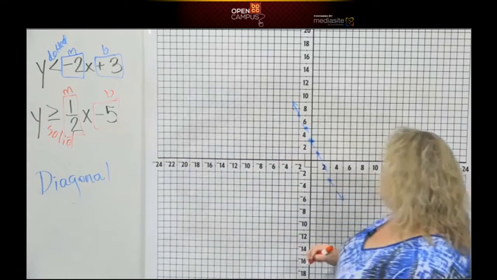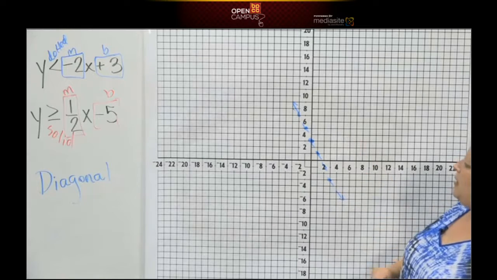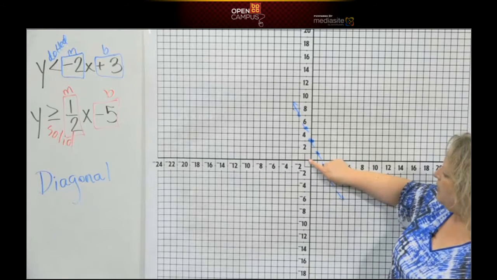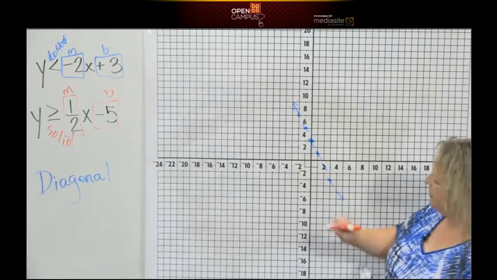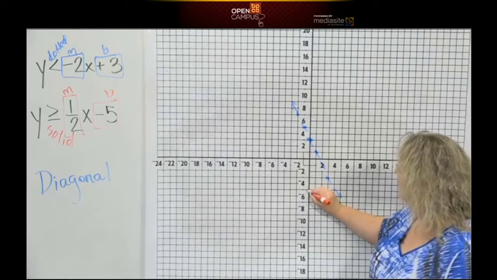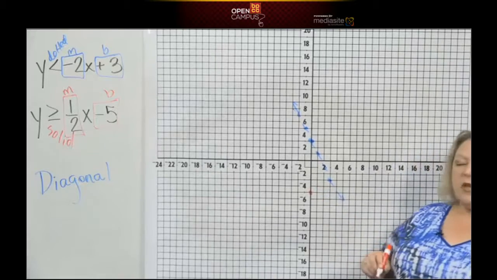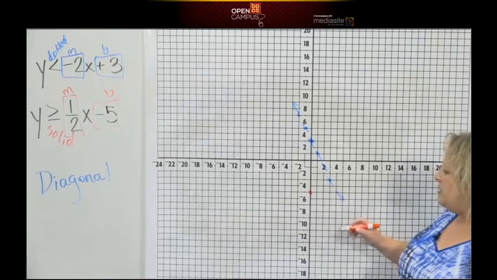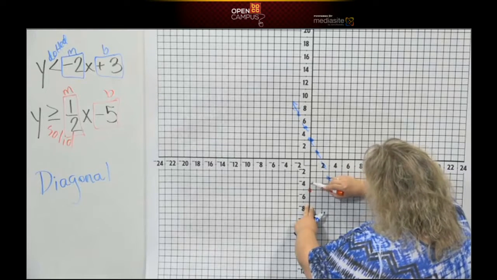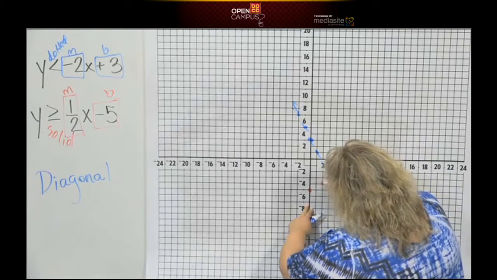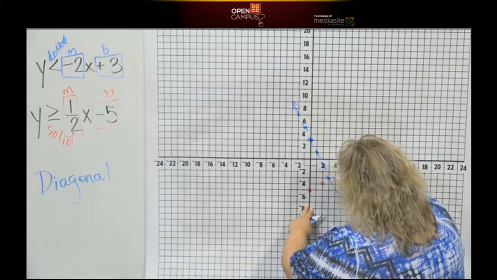So I come over here. Here is my graph, and I go down. Down 1, 2, 3, 4, 5. So go down to negative 5, stick a point. My slope is positive 1/2, so let's do that. I'm going to go up 1, over 2, stick a point. Up 1, over 2, stick a point.